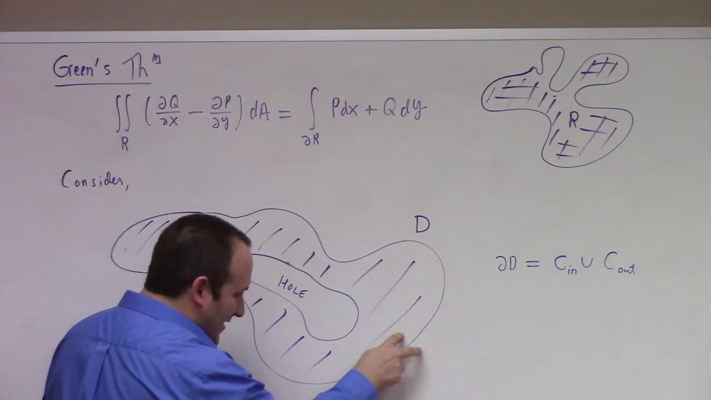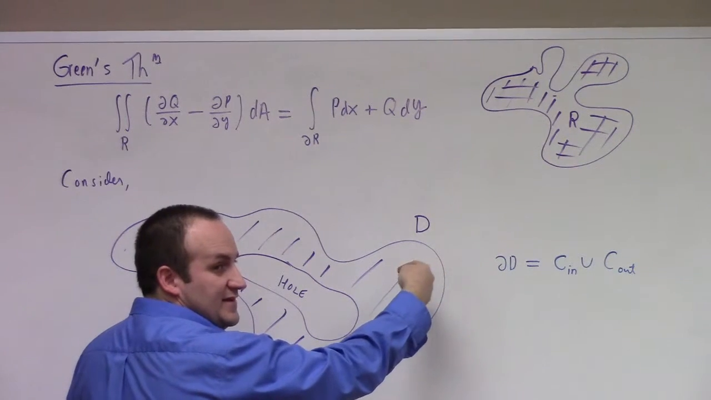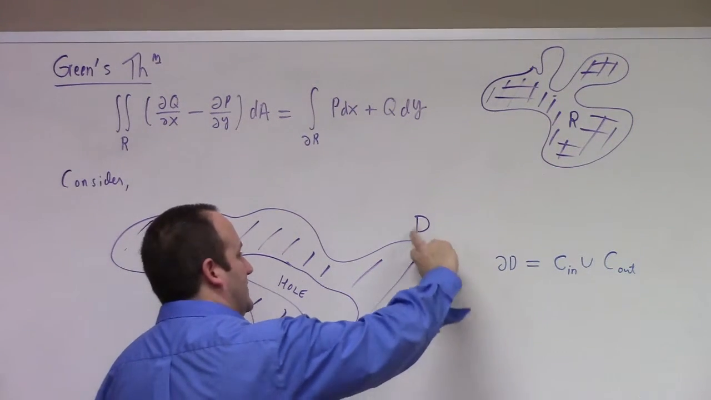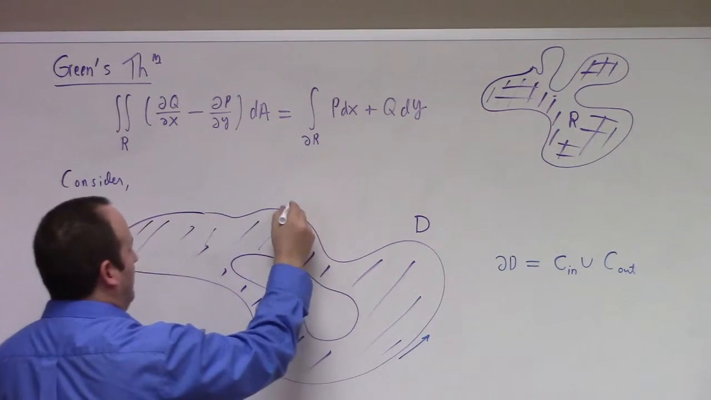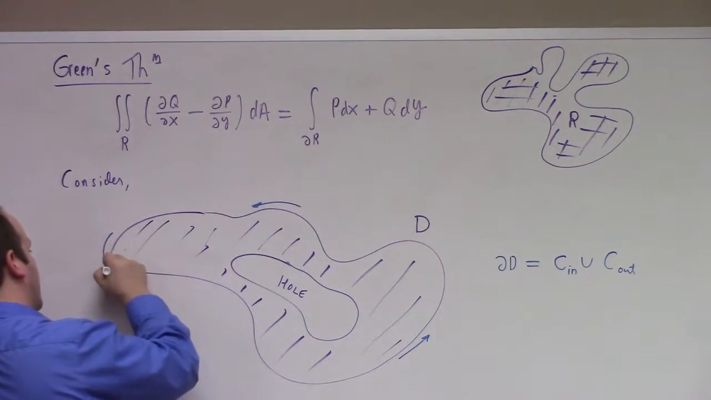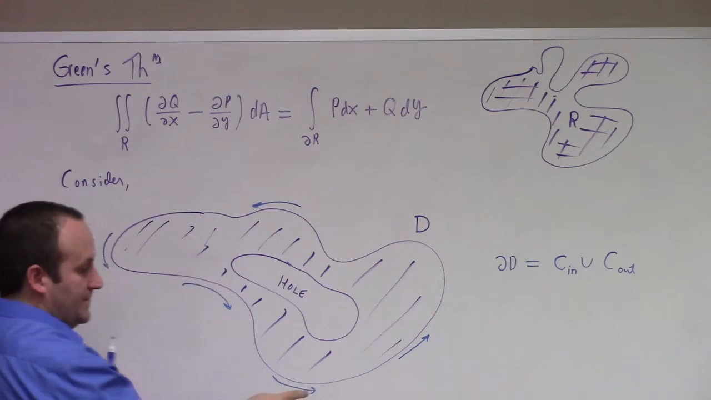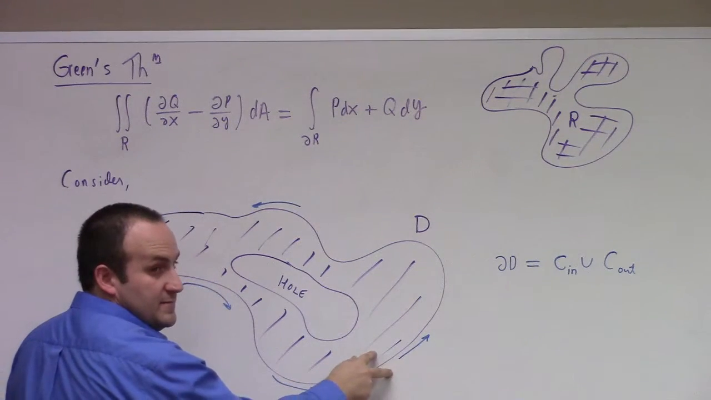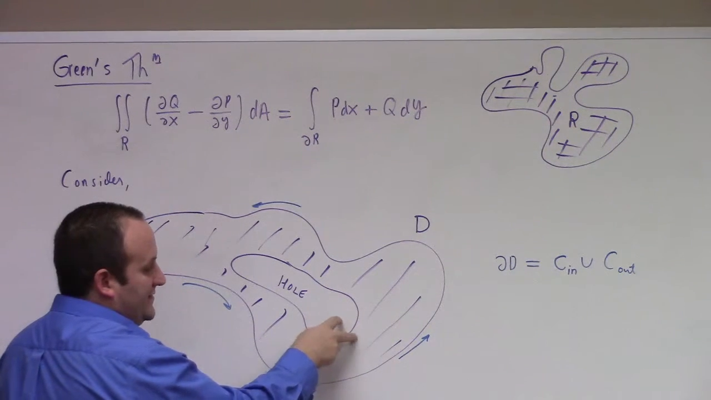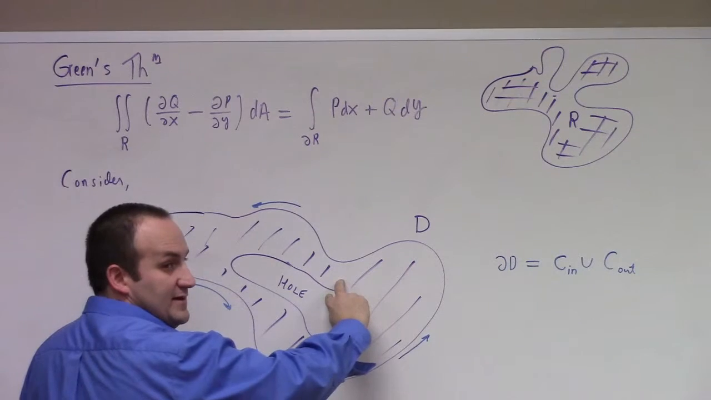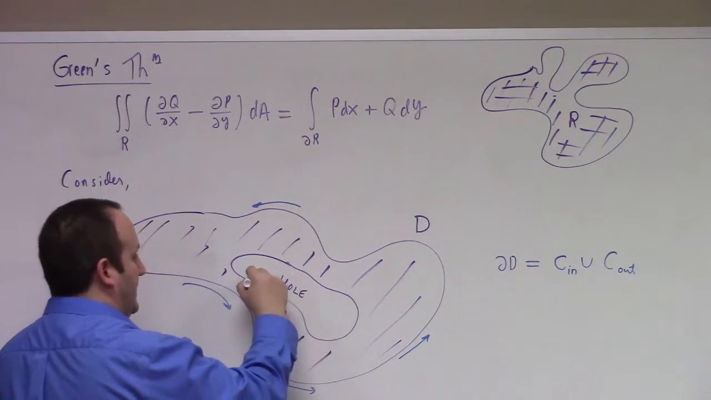All right, as he's walking, the inside of the surface should be on his left. So that means the outer edge has to be oriented in this way, right? You see that? That's counterclockwise for the outer edge. See, it's on his left. Now, on the inside, if he walked counterclockwise, the hole would be on his left, right? So the positive orientation for the inside is the opposite way.